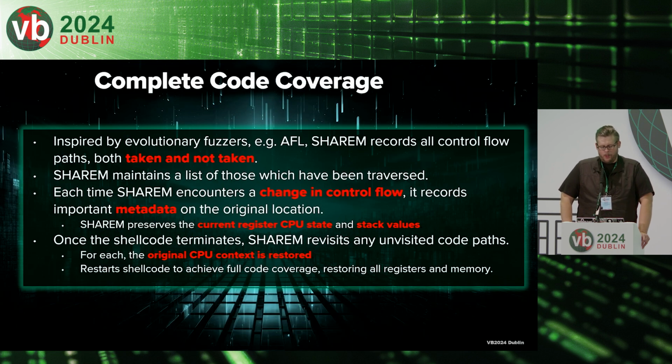Some background information on the complete code coverage. It was inspired by AFL, so that with this we can log or record all control flow paths, both taken and not taken. And at each time there's a place for divergence where you could go left or you can go right, we're going to take a snapshot, if need be, so we could capture the CPU register state and additionally a snapshot of memory. And so if the shellcode needs to restart at a path that hasn't been visited, well, we can restore that and then go and revisit it.